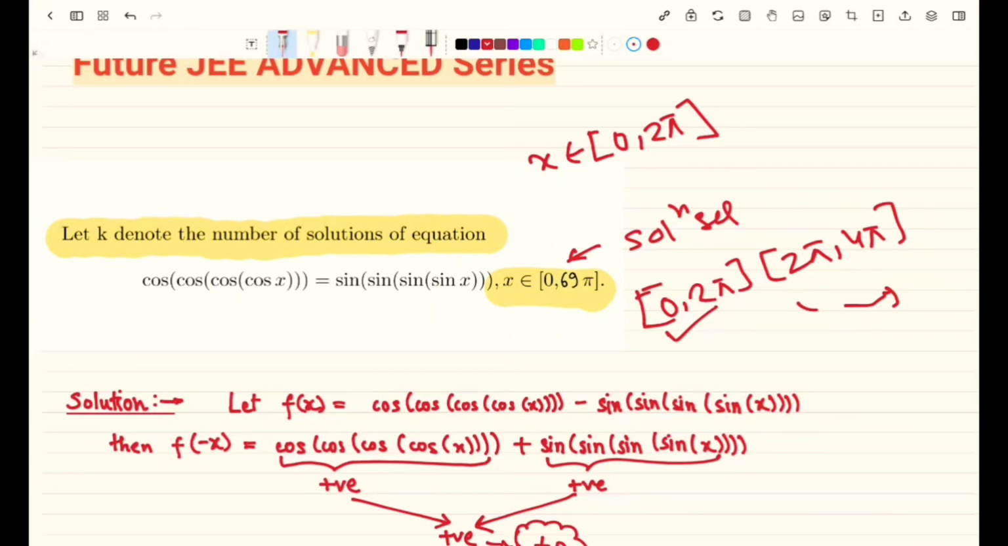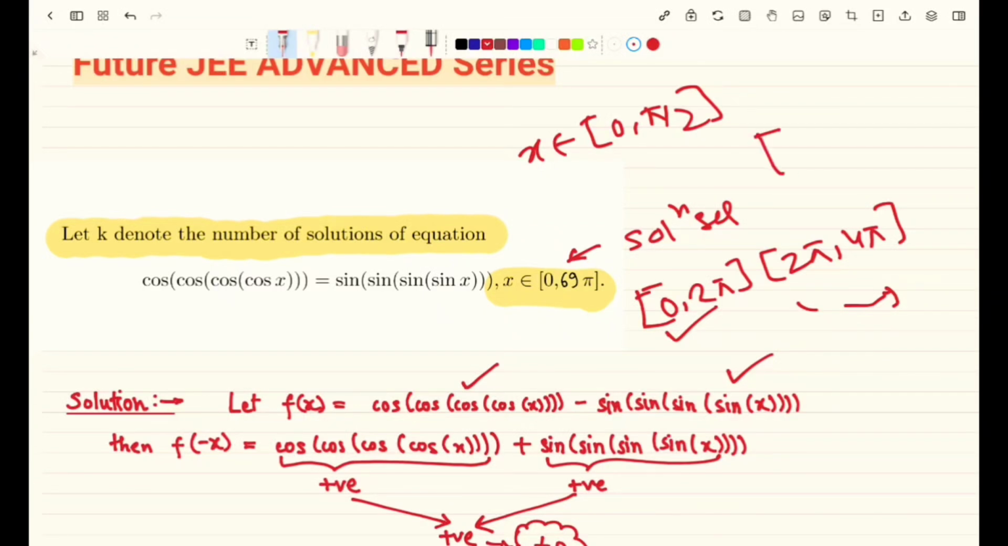When you take the value of x between 0 to 2 pi, let the value of x belong to 0 to pi by 2 first of all. We try to make it in intervals. So when it belongs to 0 to pi by 2, this term right here is positive, this term right here is also positive, and therefore it can give a solution between 0 to pi by 2.